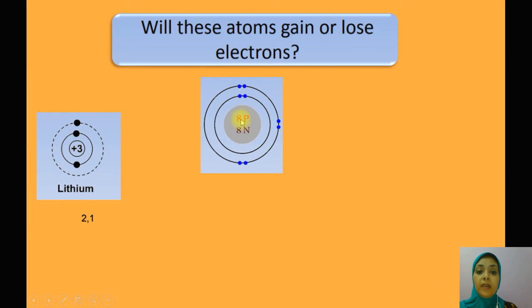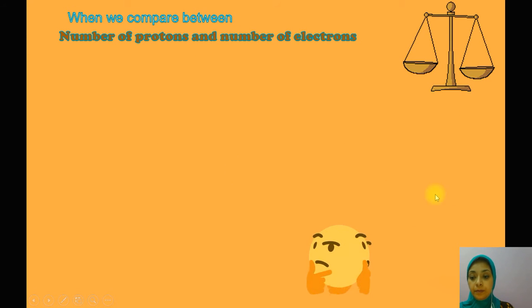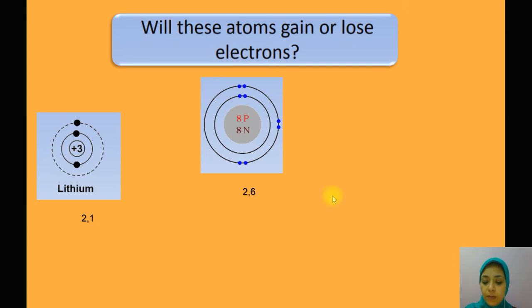Okay, we have 8 positive protons. And remember, the number of positive protons is equal to the number of negative electrons. So we have 2 for the first energy level, and 6 electrons in the second and outer energy level.